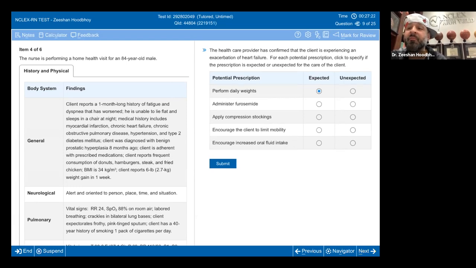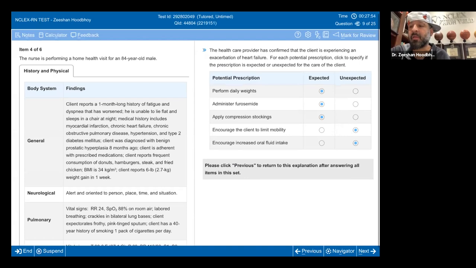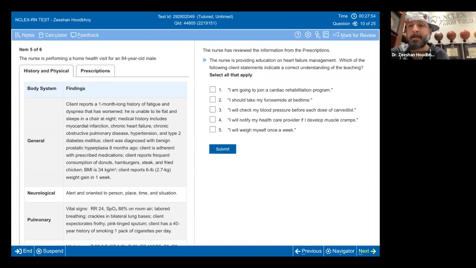How about giving them furosemide? Did we learn about that? Yeah. How about compression stockings? Yes, for the peripheral edema. Encourage the client to limit mobility? No, that's needs. Encourage increased oral fluid intake. No, not right now. Right? Because they're in fluid overload. They're in fluid overload. Let's get the fluid off. All right, four. We got two more.